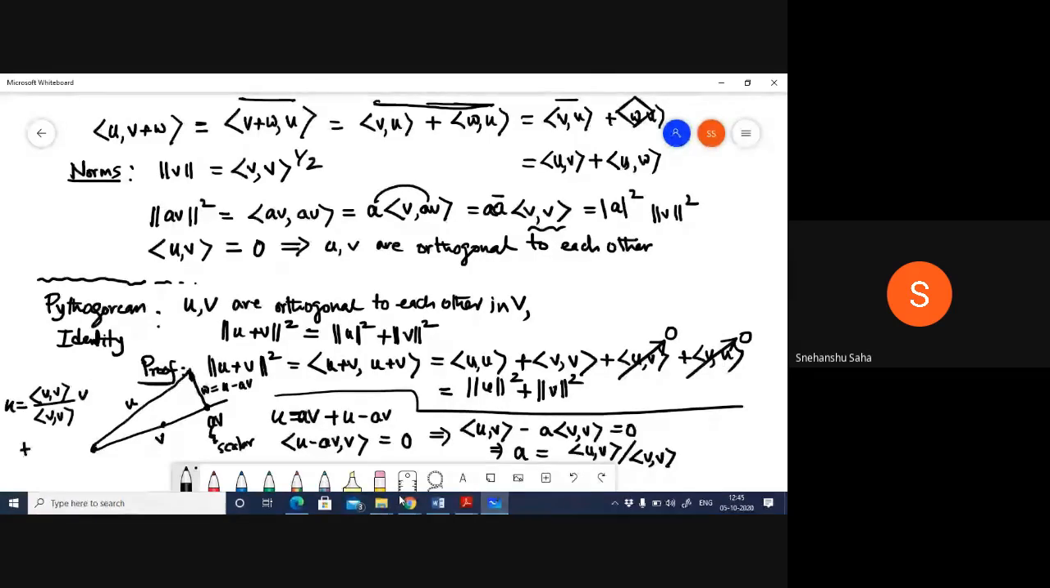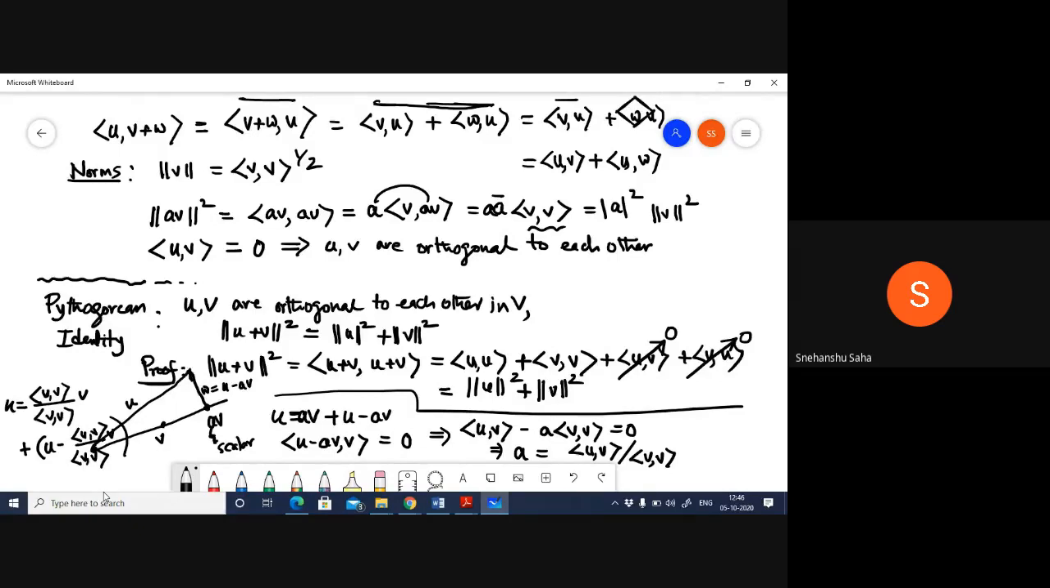And I know that once again, U minus, what is the value of AV? AV is this. Okay, so that way I'm able to write U in terms of U and V. You may ask why do I need this?